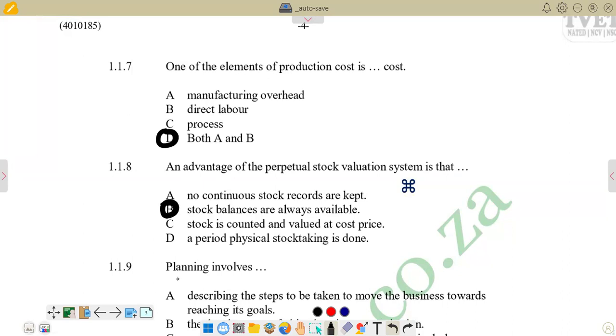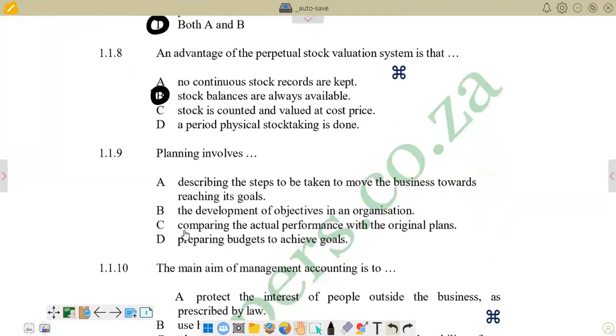Then 1.1.9. Risk planning involves... So if you go through our responses, we've got A, describing the steps to be taken to move the business towards reaching its goals. B, the development of objectives in an organization. C, comparing the actual performance with the original plans. D, preparing budgets to achieve goals. So according to the responses that we have, you'd see that A becomes the correct response that we have there, which is describing steps to be taken to move the business towards reaching its goals. So we have got our A as the correct response there.